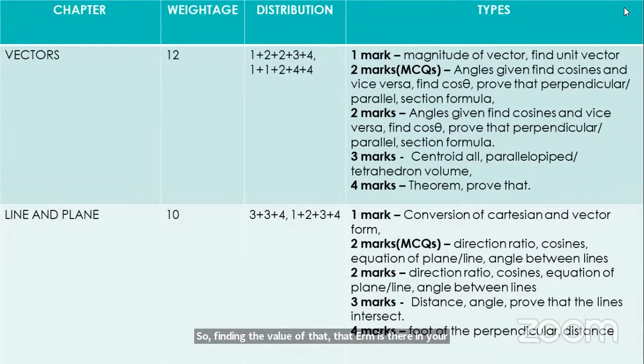Now 12 marks, again the distribution of marks you can see: 1 plus 2 plus 2 plus 3 plus 4 in this way, or sometimes it may be 1 plus 1, 2 plus 4 plus 4.